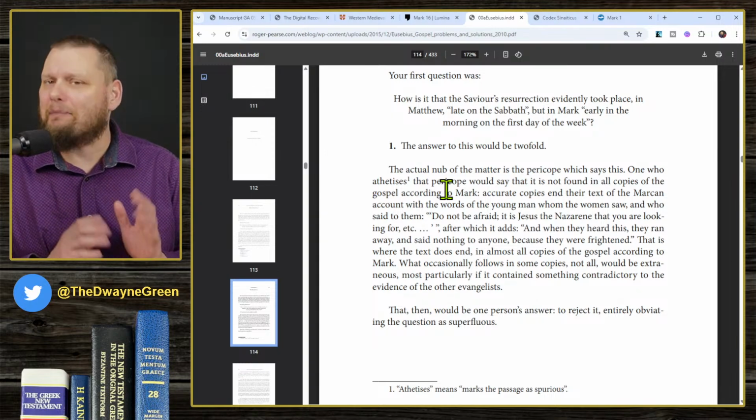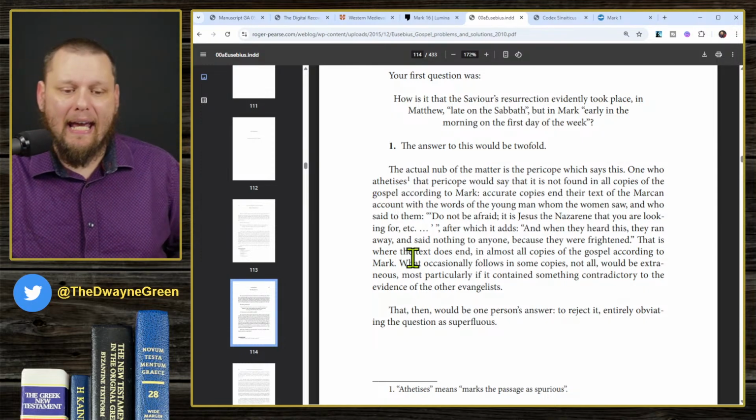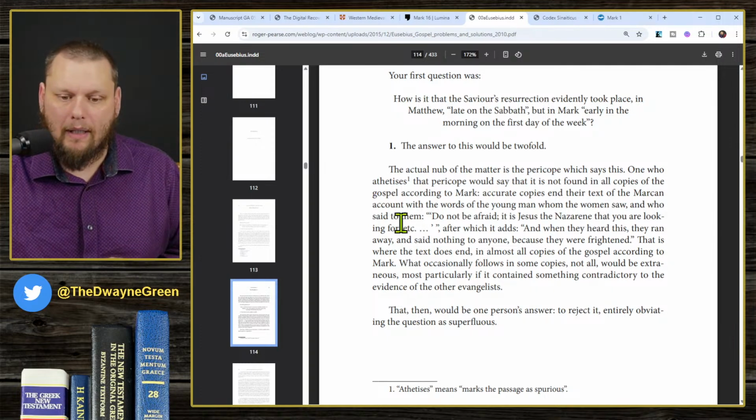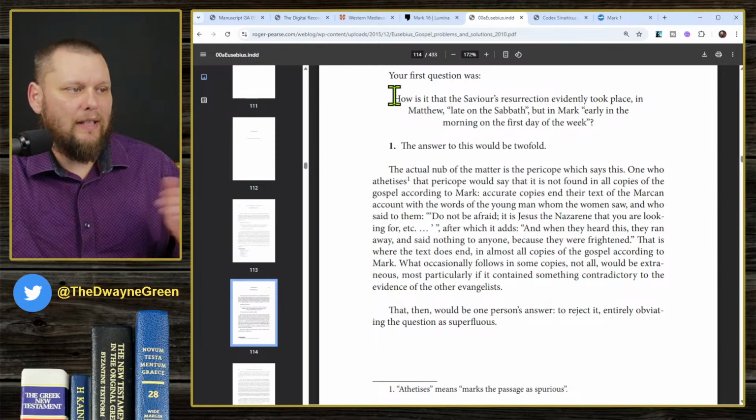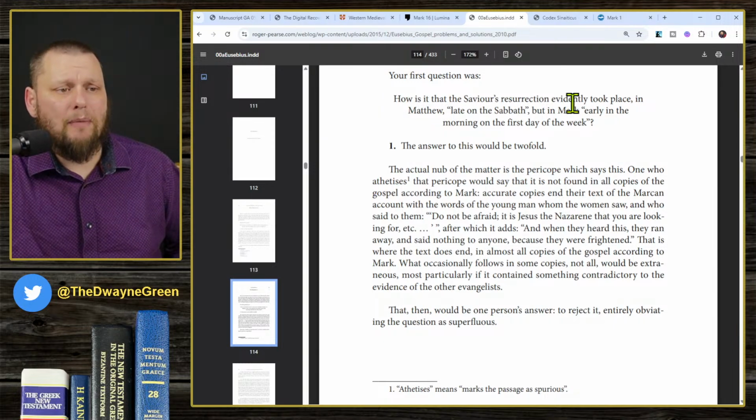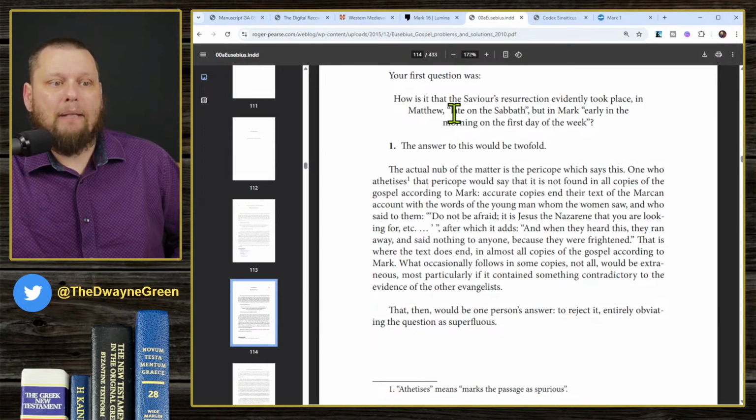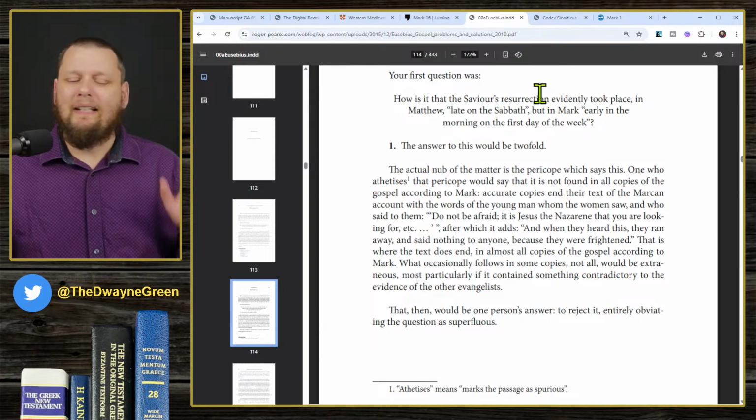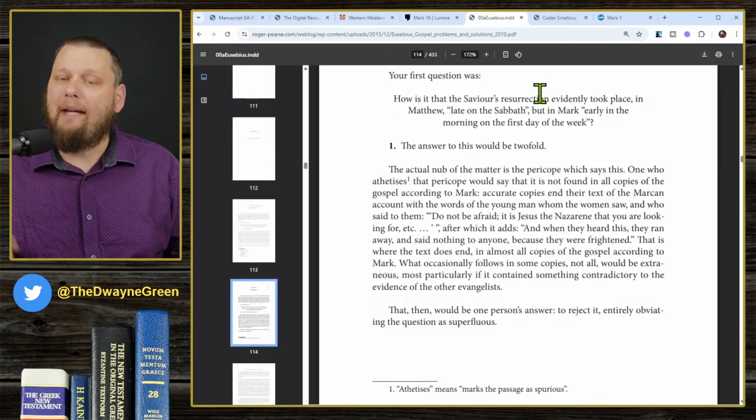Now, Marinus had some questions for Eusebius, and one of the questions that he had was how to deal with an apparent contradiction between the Gospel of Matthew and the Gospel of Mark. And I have his question right here in this document from Roger Pierce. I'll get you the details later. It says, how is it that the Savior's resurrection evidently took place in Matthew late on the Sabbath, but in Mark early in the morning on the first day of the week? So Marinus is seeing an apparent contradiction between the ending of Matthew and the ending of Mark.